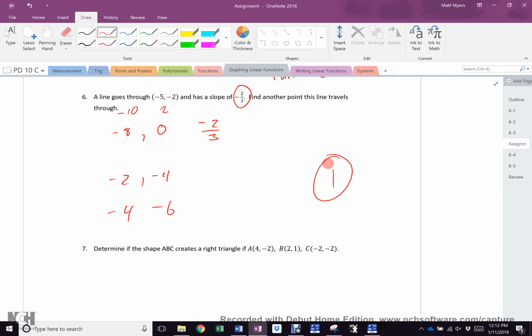That's fine. I don't care. Any other point? How many answers are there to this question? Infinite, because there is an infinite amount of x's and y's that work on this line.